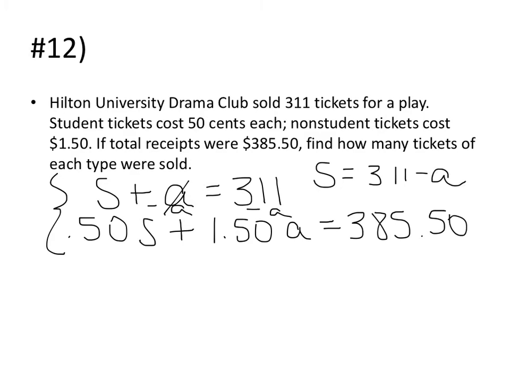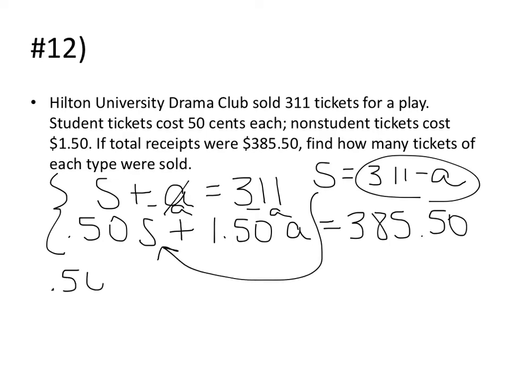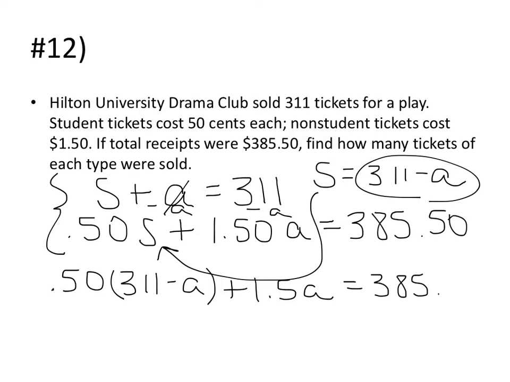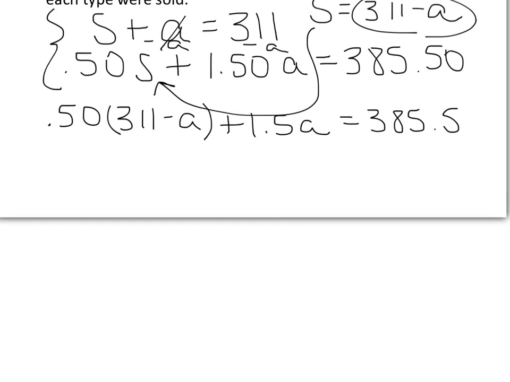And I'm going to substitute this in for this S here. So I have 0.50 times 311 minus A plus 1.5A, because you don't need that 0, is equal to 385.5, because again, you don't need that 0. So let's go ahead and move this up. I'm going to go ahead and distribute.